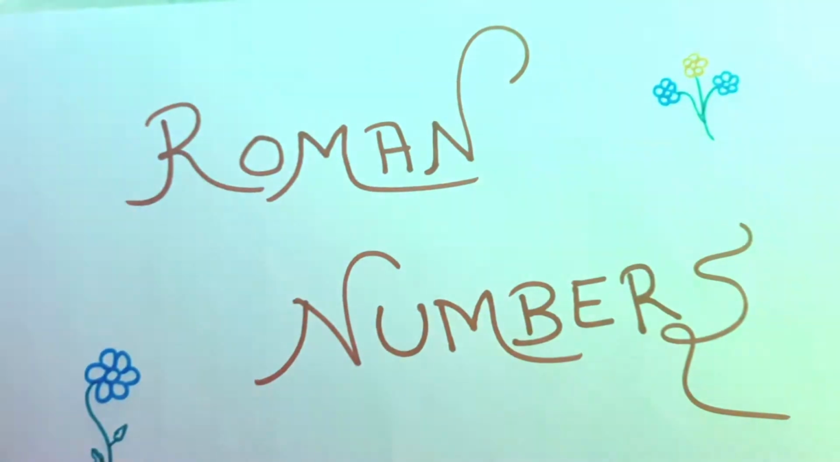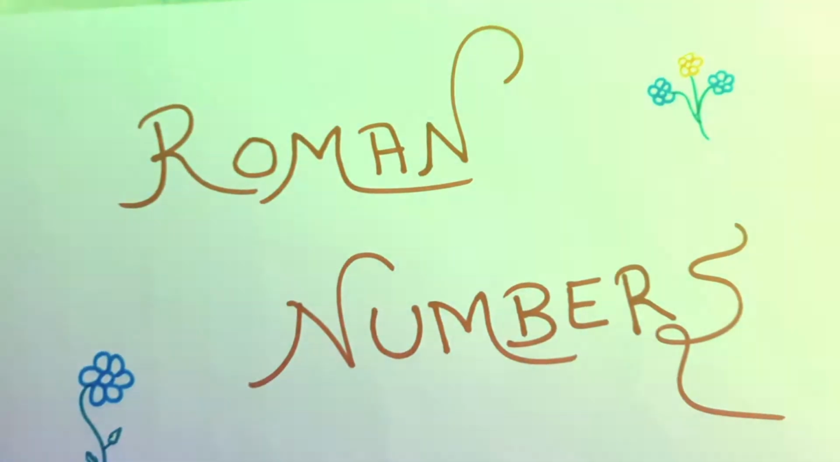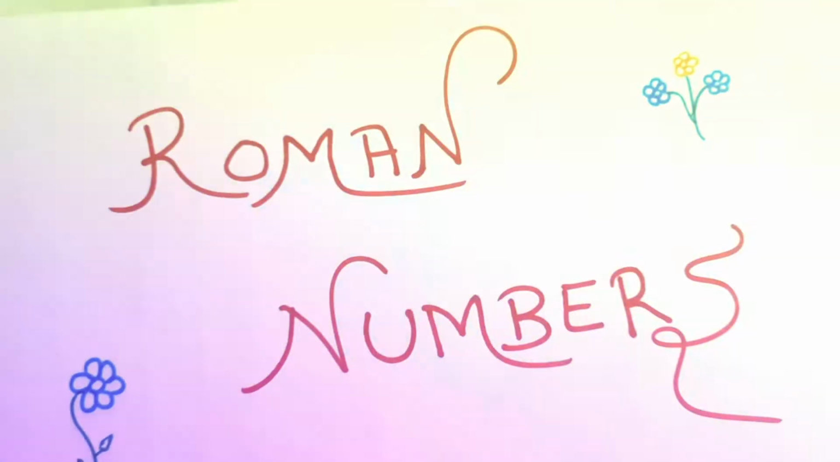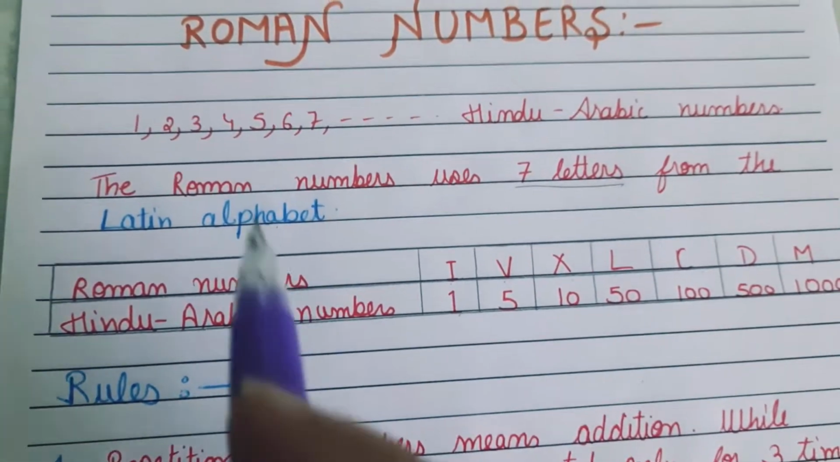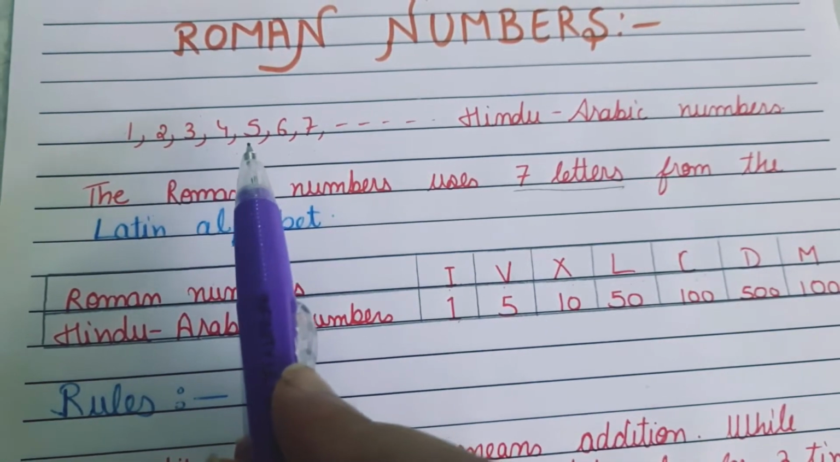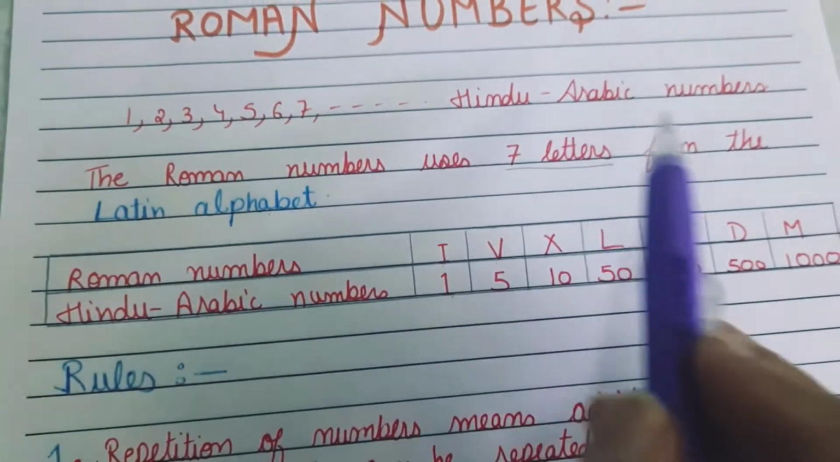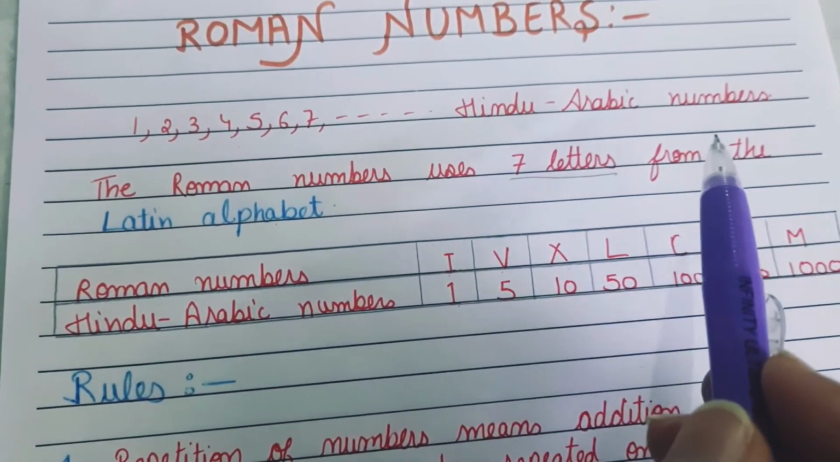So, our topic today is Roman numerals. Today we will learn how to write Roman numerals. Students, generally in our maths, we use 1, 2, 3, 4, 5, 6, 7, 8, 9 and so on, which is the Hindu-Arabic numeral system.